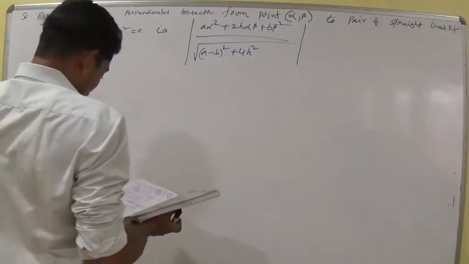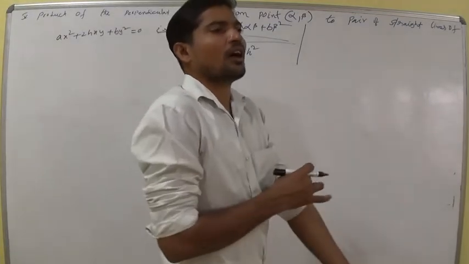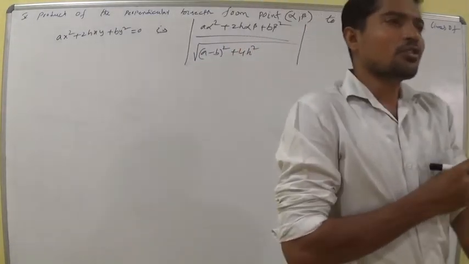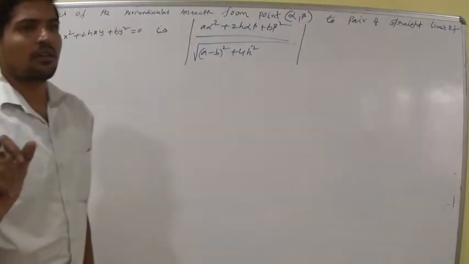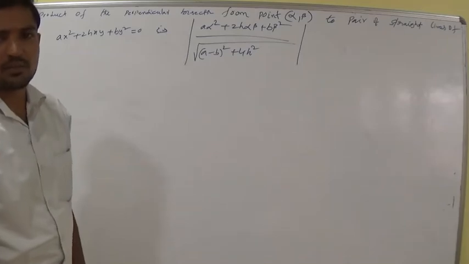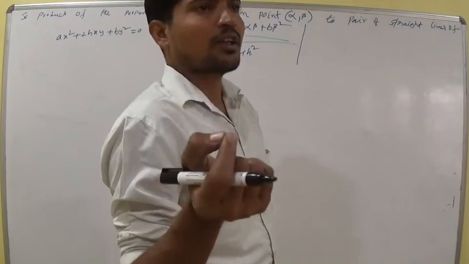Next one is find the area of a triangle. We should know the vertices. And if we are given line equations, find the vertices and then find the area of the triangle.